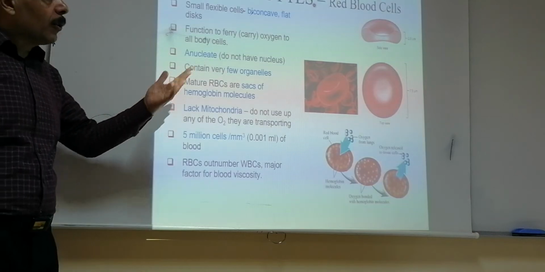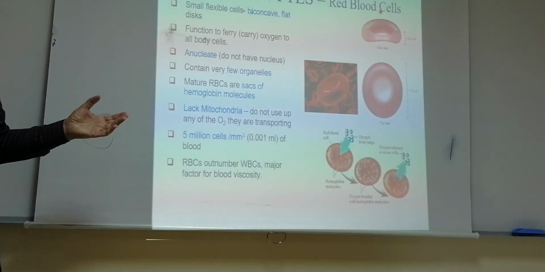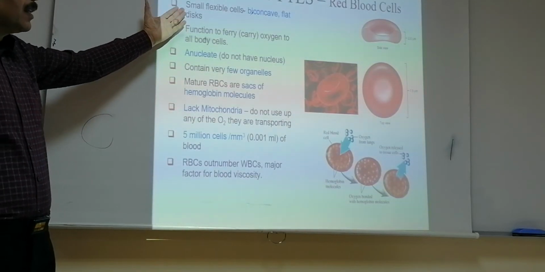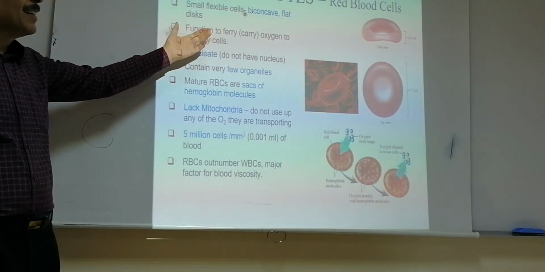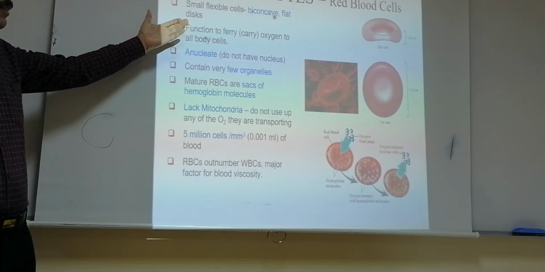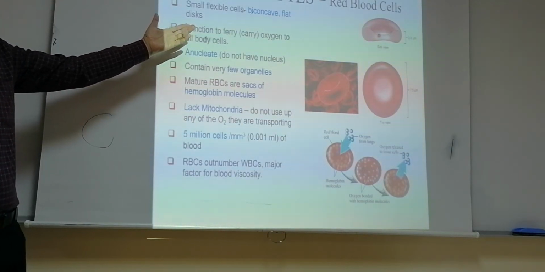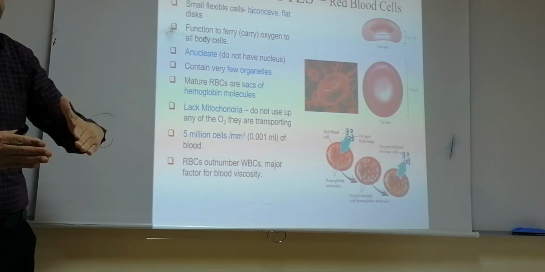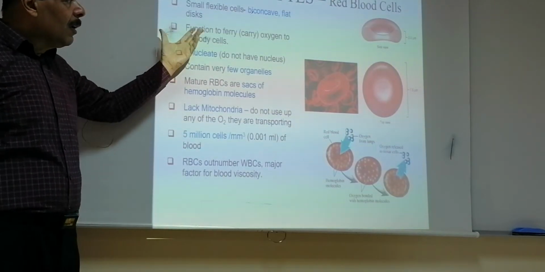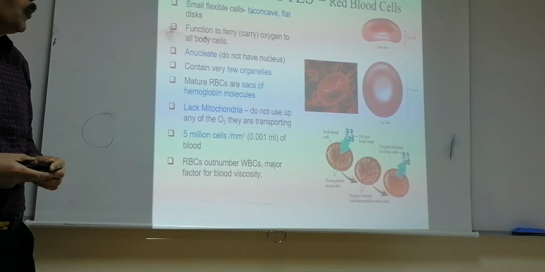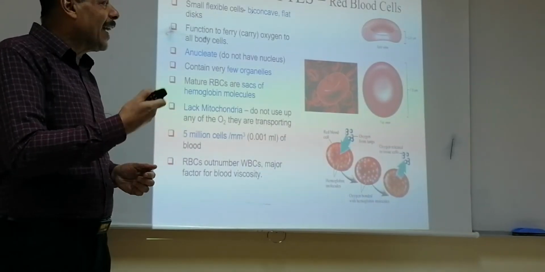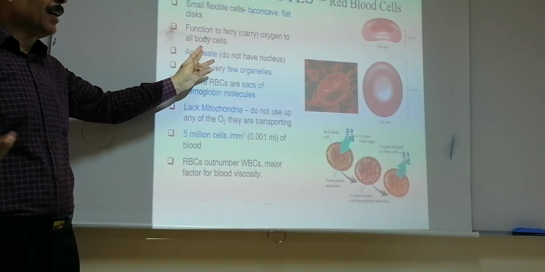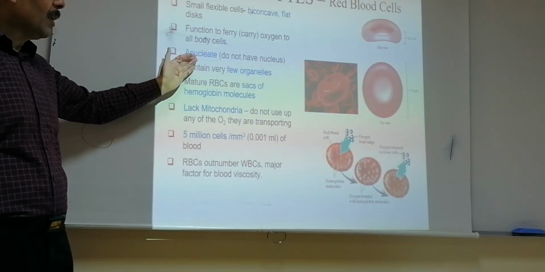The erythrocyte, or the red blood cell, is, as we said, a small flexible cell, a biconcave flat disc. Biconcave means that it is concave from both sides. Its function is to ferry, or carry, oxygen to the body cells. So it is taking the oxygen to the body cells.